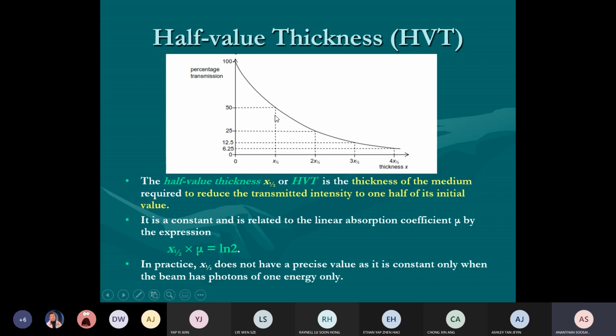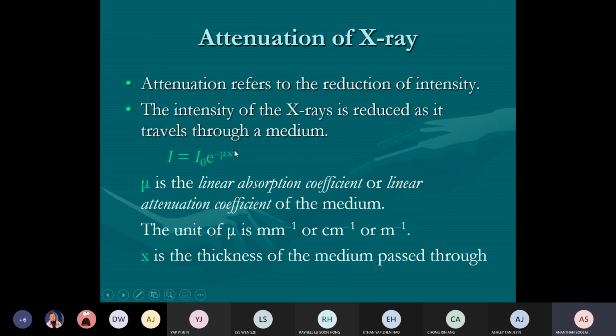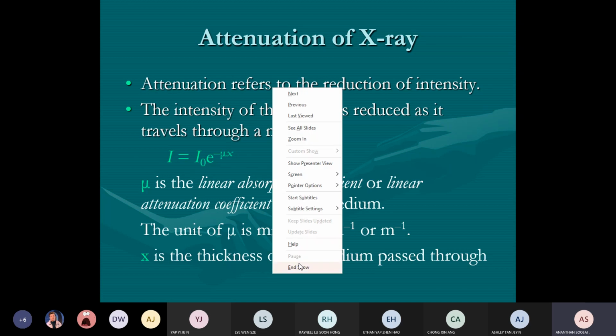So half value thickness is the thickness of the tissue required for the X-ray intensity to drop to half of its initial value. It's called half thickness. Very rarely do they ask questions about half thickness, but anyway, you have to know what is meant by it. From this formula, you can find the half thickness. Okay, go to the whiteboard.